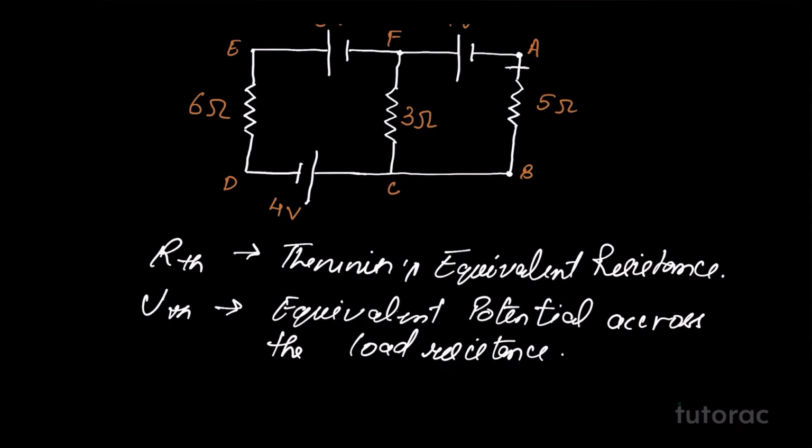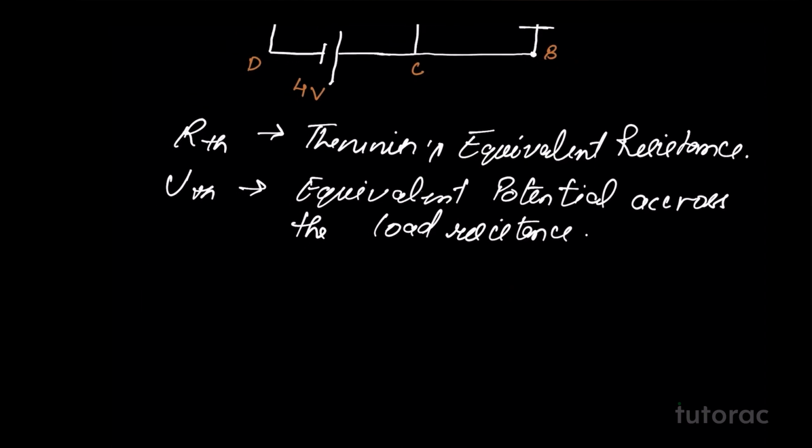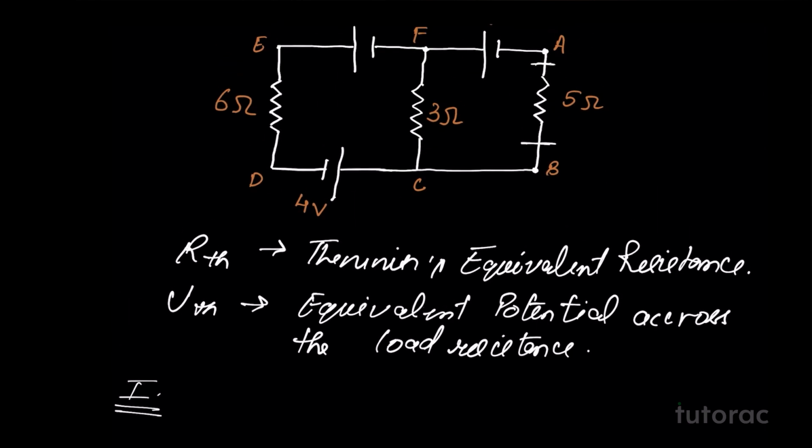Now suppose we have the load resistance, this 5 ohm, and we have to calculate the current in this resistance. How can we do that? Let me show you. The very first step is to find the RTH. In order to do that, we'll short the circuit where we have the batteries, and where we have the external resistance, this 5 ohm resistance, we'll open the circuit.